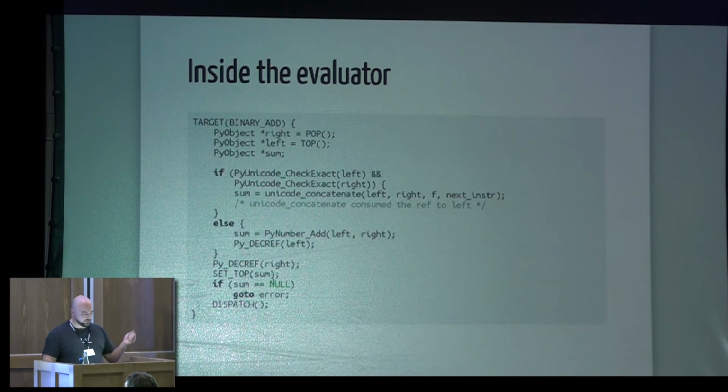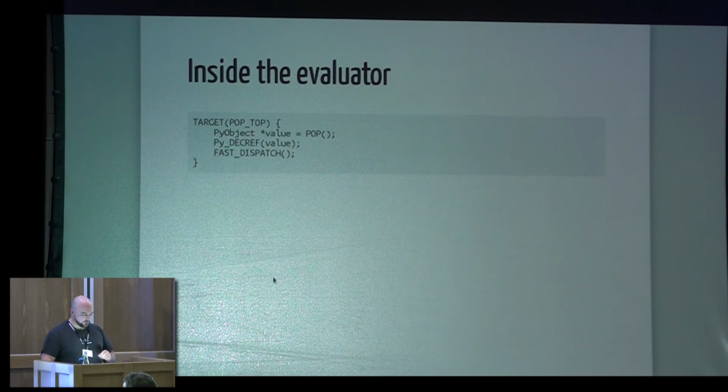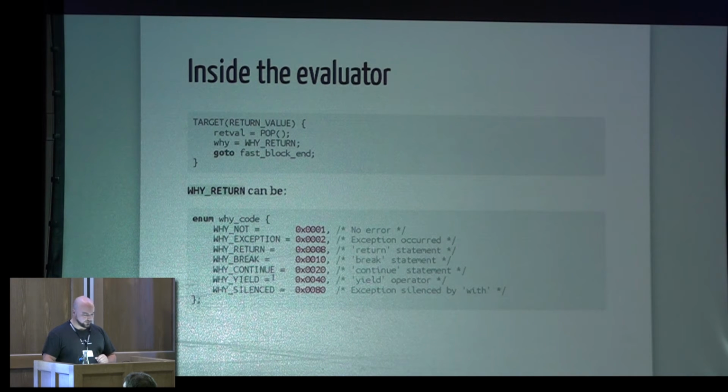For the binary add, the bytecode binary add, the interpreter will check if we have two Unicode objects. If it's the case, we will concatenate them. If the values are not Unicode, it will do an addition. We'll add 1 and 2, okay? For the pop top, it will pop the last item from the stack. And for the return value, it will try to get the last value from the stack.